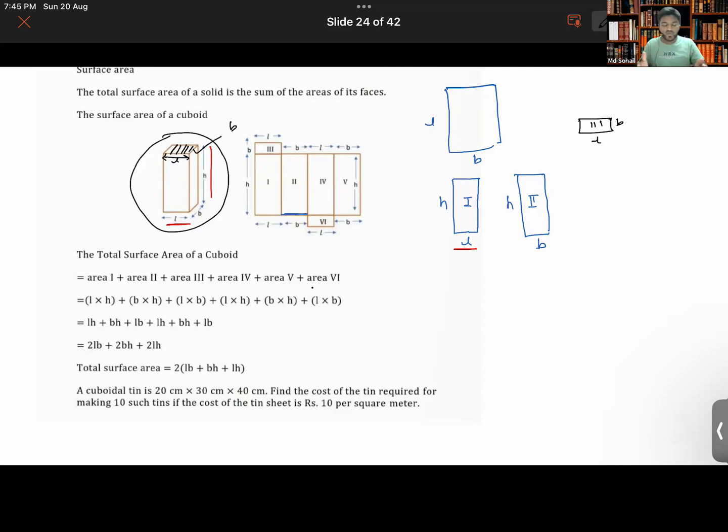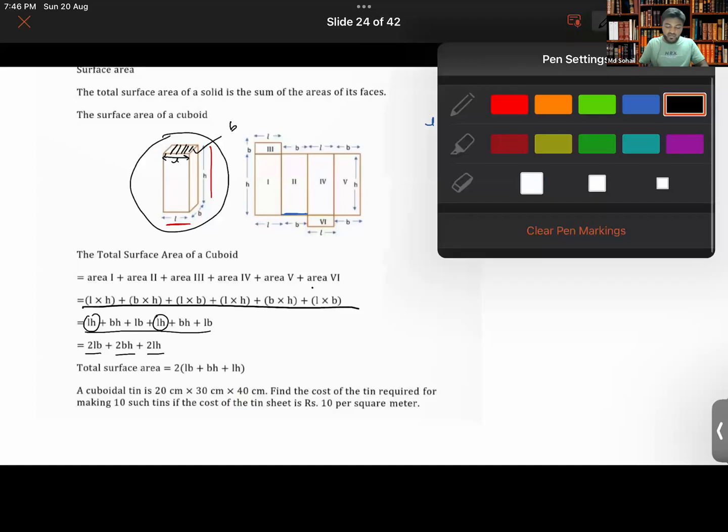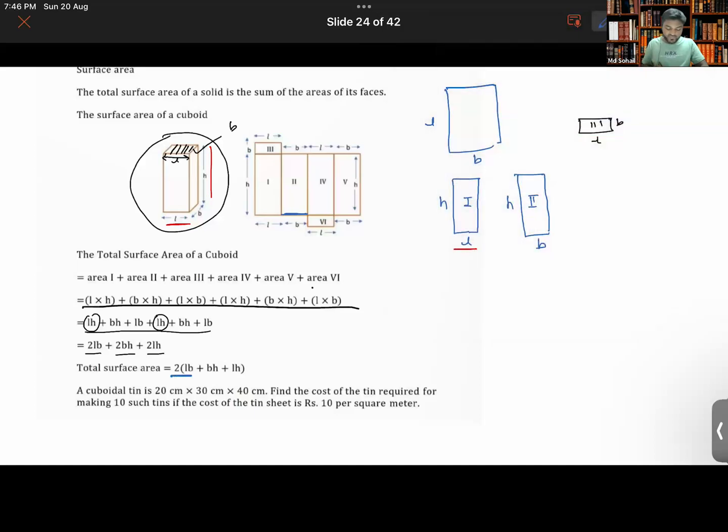Okay, then let's not waste any time. Simply you will be adding them. It will be length into height plus breadth into height plus length into breadth, and so on. Then you add the common terms, so it will be 2 into length into breadth plus 2 into breadth into height plus 2 into length into height. This is how you get the total surface area formula.